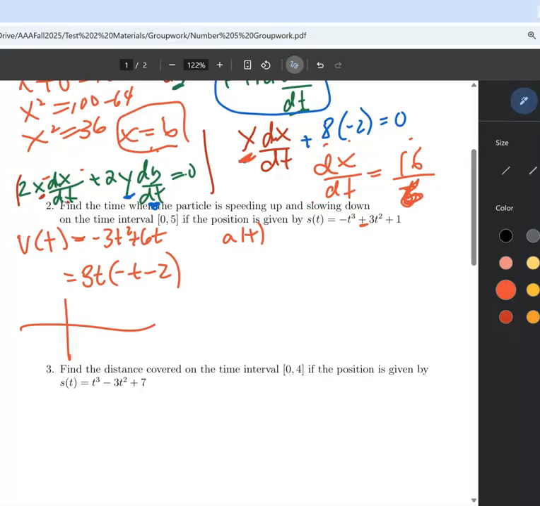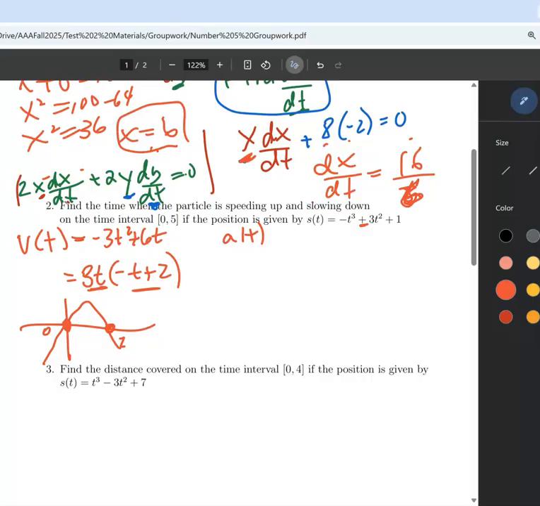Okay, so that's a -t plus a 2. So this here is 0, and this here is 0. So that means the root is 0, and the root is 2. And I know it's an upside down parabola, right? Okay, so that's my velocity. Crosses here at 0 and crosses here at 2.